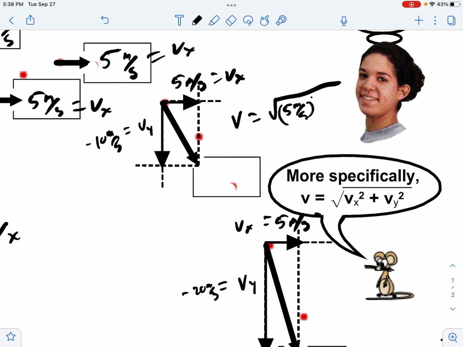So I'm going to take 5 and square it. I'm going to add it to negative 10 meters per second, squared as well. 5 squared is 25. Negative 10 squared is positive 100, because a negative times a negative is a positive. If I throw the square root of 125 in my calculator, I get 11.18 meters per second. This is my V.